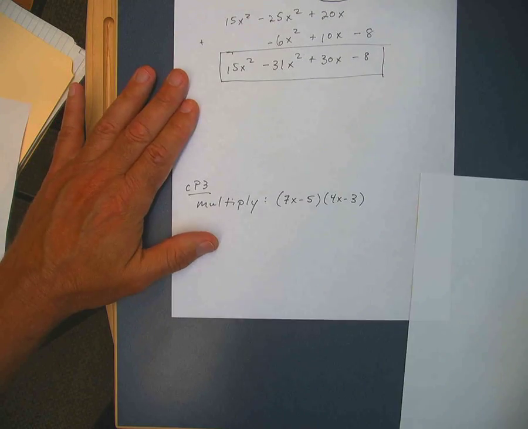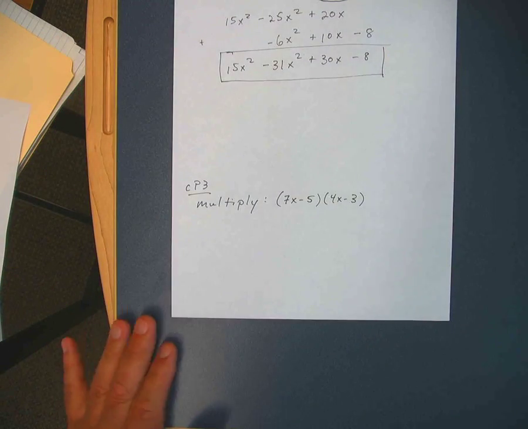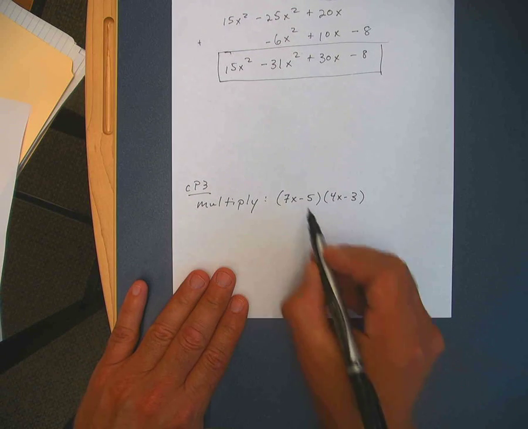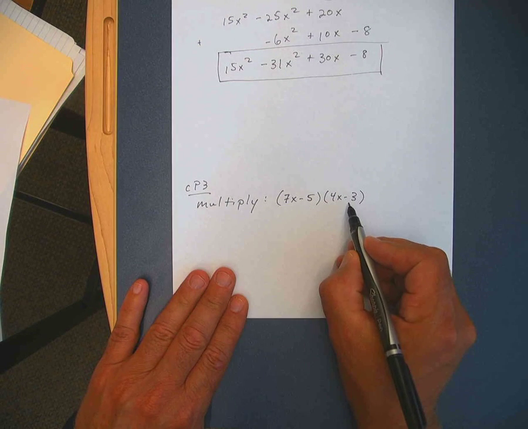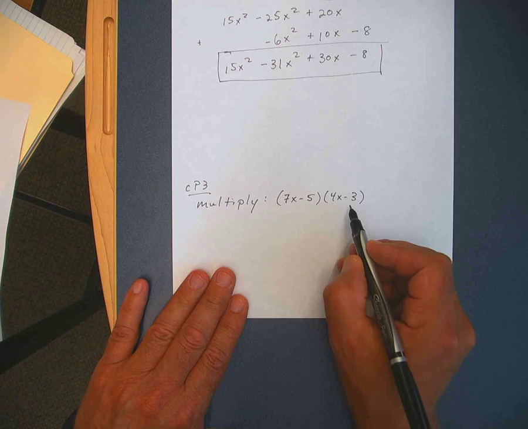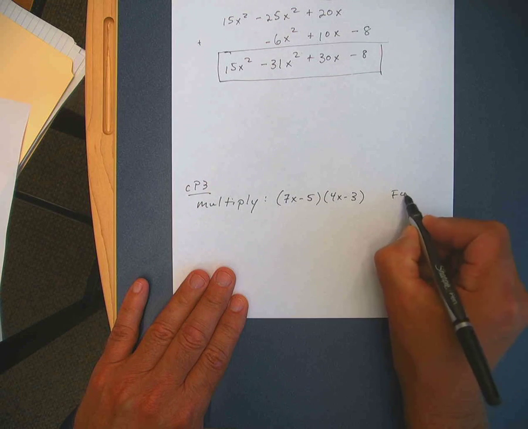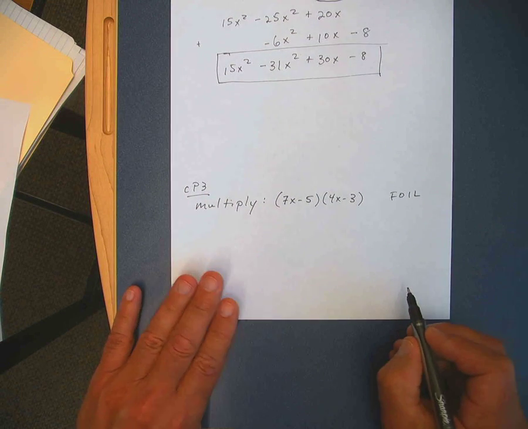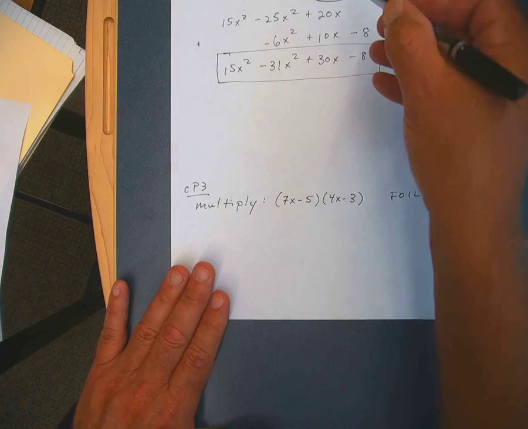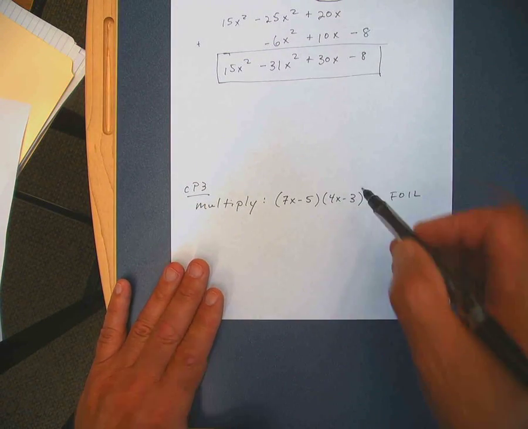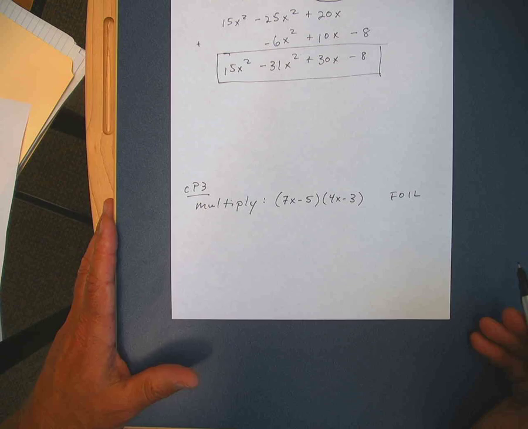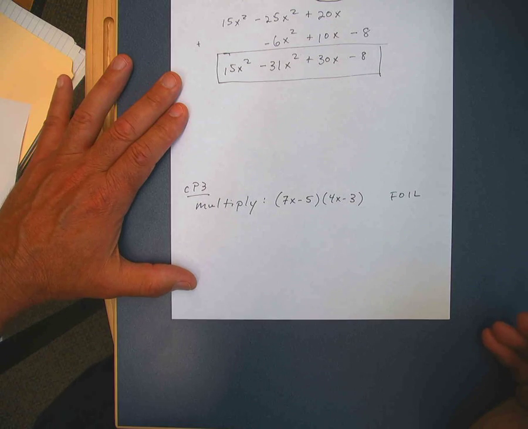Second example, something that should be familiar. We're multiplying two binomials, 7x minus 5 and 4x minus 3. And you should be familiar with the FOIL method. That's what I will use here, and go ahead and work that too. It's essentially the same as what we did up here. We want to multiply all the corresponding terms and then gather like terms and finish.